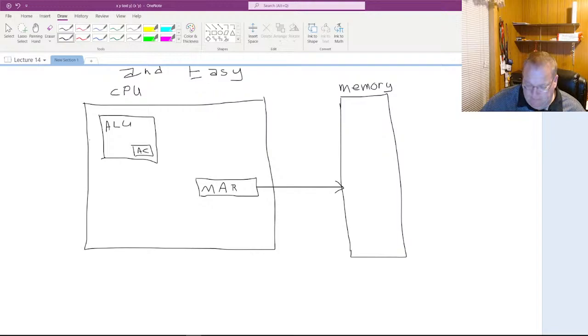And its pair, something that goes with it, MBR. So when we load something from memory, we're actually going to stick it into the MBR. That's a memory buffer register. And so sometimes that gets loaded in from the MBR into there, and sometimes it comes out from the accumulator out into the MBR. Also, sometimes it goes straight into the ALU, and we'll talk about how that works as we go along through this a little bit more.